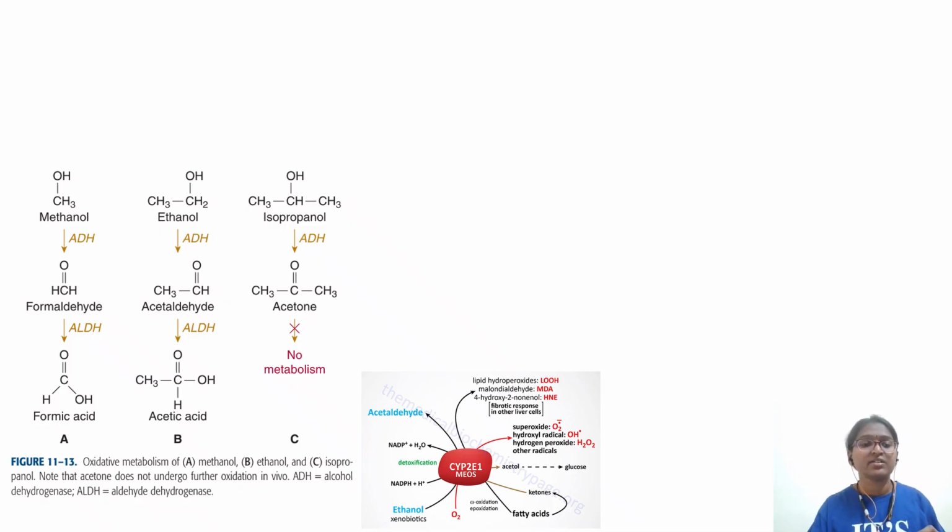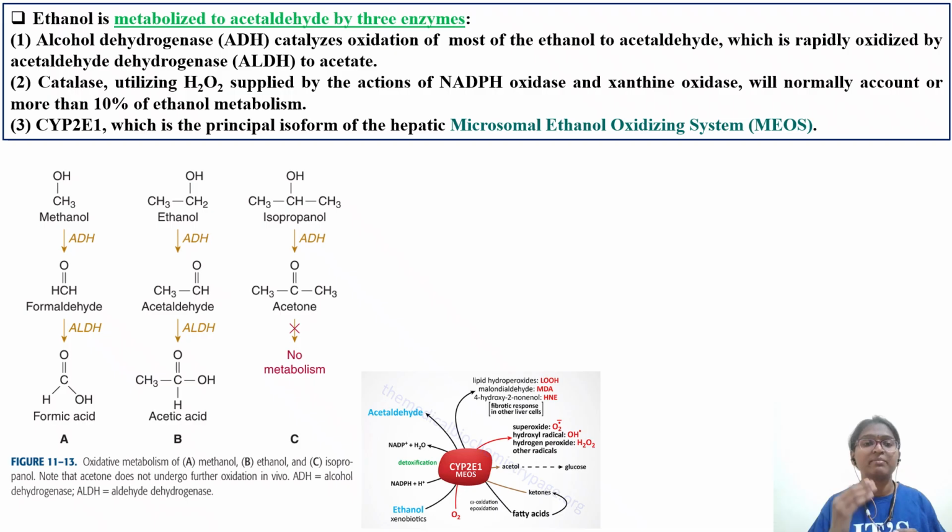Okay, let's now learn about the metabolism of this particular alcohol. Ethanol is metabolized by, we have to remember three types of enzymes: ethanol metabolism, methanol metabolism, isopropanol. This is very important. Isopropyl alcohol, very important. Okay, so alcohol dehydrogenase, this is the primary enzyme, ADH. Here we'll discuss only ethanol. This enzyme catalyzes oxidation of most of the ethanol to acetaldehyde.